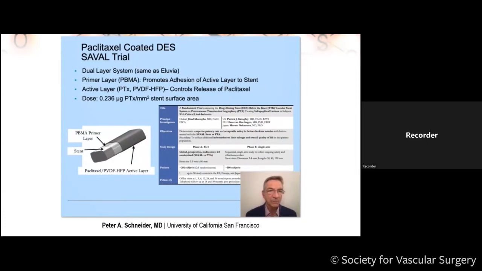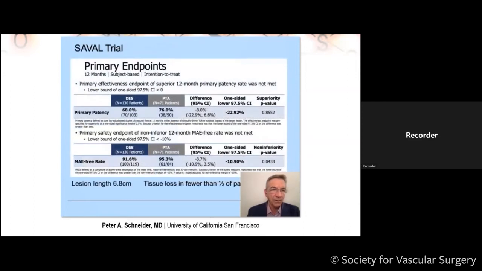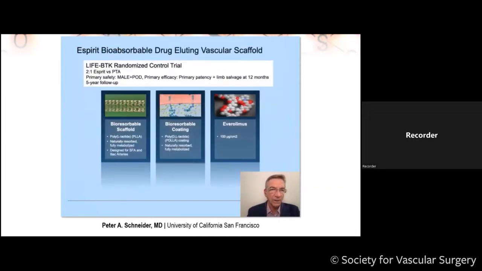And this, of course, has a polymer layer which helps the drug remain adherent to it, and has excellent results in the FemPop segment. When used in the BTK arteries under the SAVAL trial, there was no evidence of benefit. You can see primary patency for DES 68% at 1 year, and for PTA 76%. Keep in mind, mean lesion length was 6.8 centimeters, so on the shorter side. Tissue loss was present in less than half of the patients enrolled in the study.